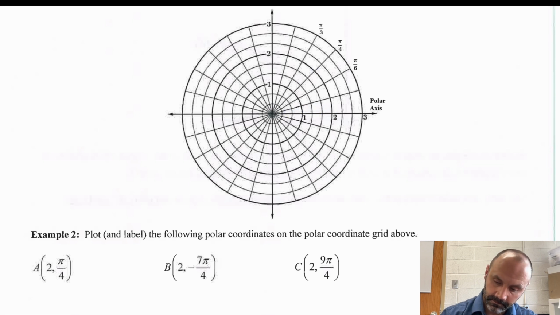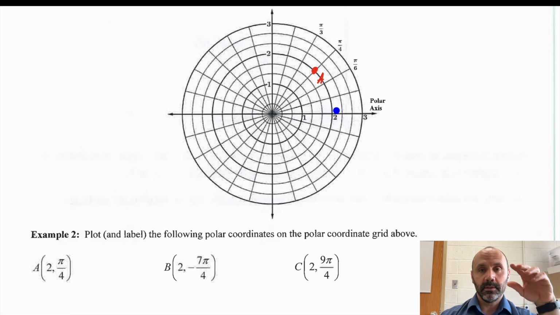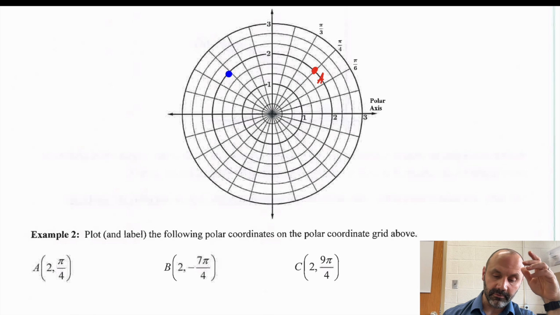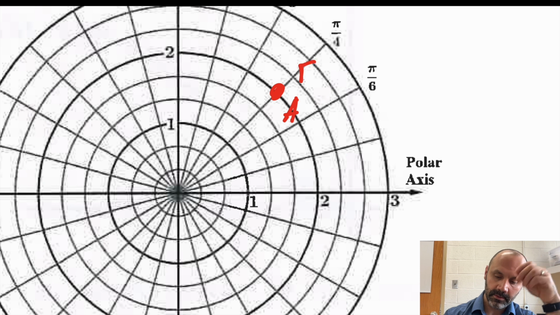So that's point A. Now 2 comma negative 7 pi over 4. That's interesting. So 2 and then negative 7 pi over 4. That's almost all the way around the circle, right? But in the negative direction. So I'm going all the way around. So this is negative pi. This would be negative 5 pi over 4, negative 6 pi over 4, which is the same. So it would be here. So it's going to be in the same place.